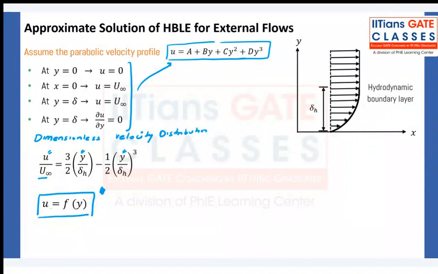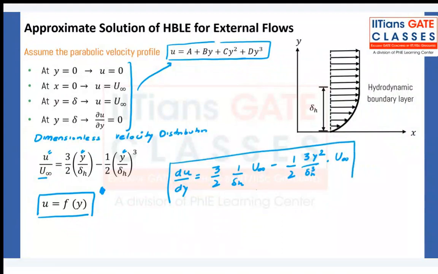Now, if I differentiate du with respect to y, then how much would it be? It is 3 by 2, 1 upon delta H, u infinity, minus 1 upon 2, 3y square upon delta H cube into u infinity. Okay, chalo, this is my del u by del y.